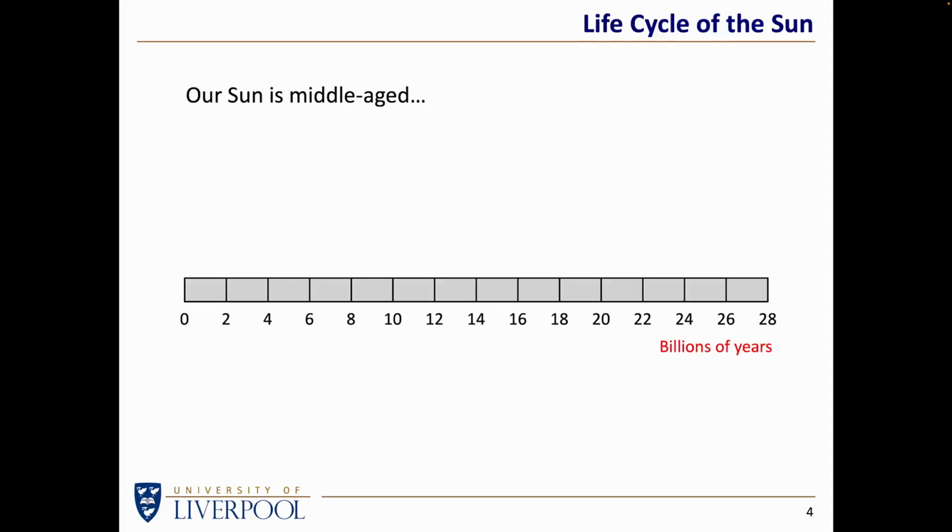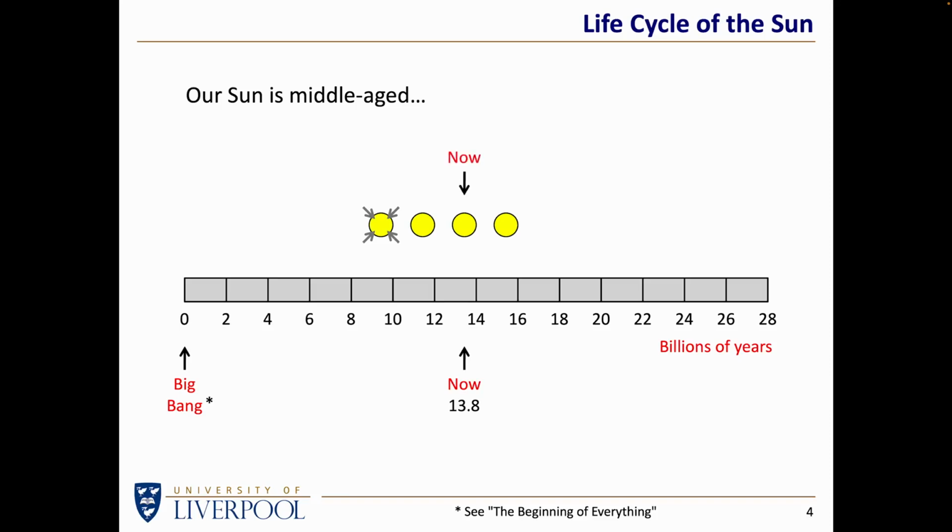So let's just remind ourselves of where we are in the life cycle of the Sun. If we look at a timeline here, starting on the left at the Big Bang, I'm not going to be talking about how the universe came to be. That's a completely different talk. But if we think about the Big Bang on the left and where we are now, 13.8 billion years later, we think the Sun came into existence at about the time indicated there, some 9 or maybe 10 billion years after the Big Bang. And so the Sun is now approximately middle-aged.